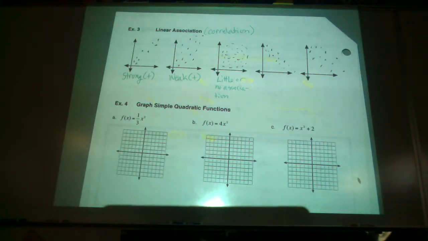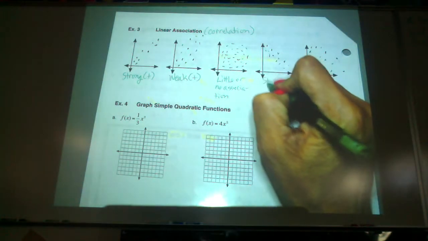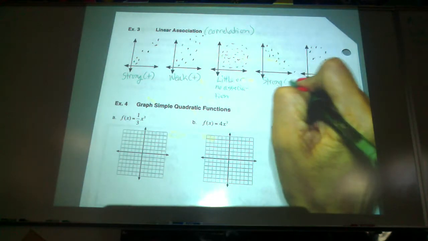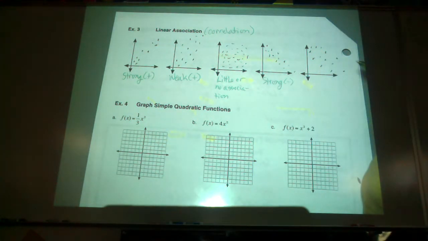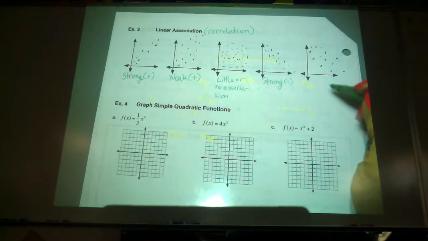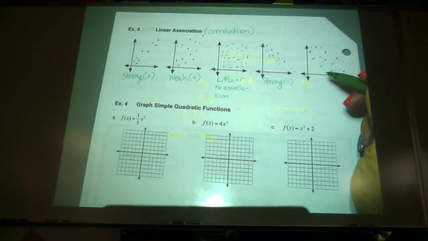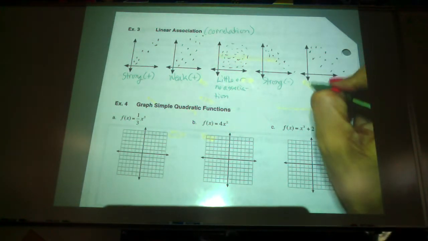So what's the fourth one? Strong negative. Yeah. Look at that. The part you're missing. And this is a weak negative, isn't it?